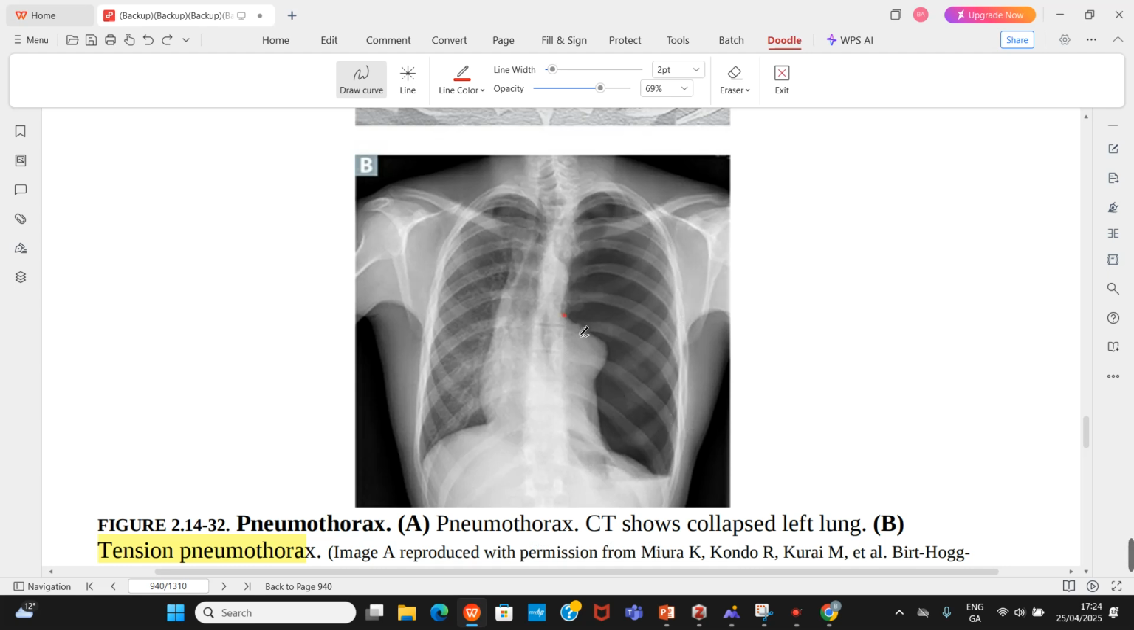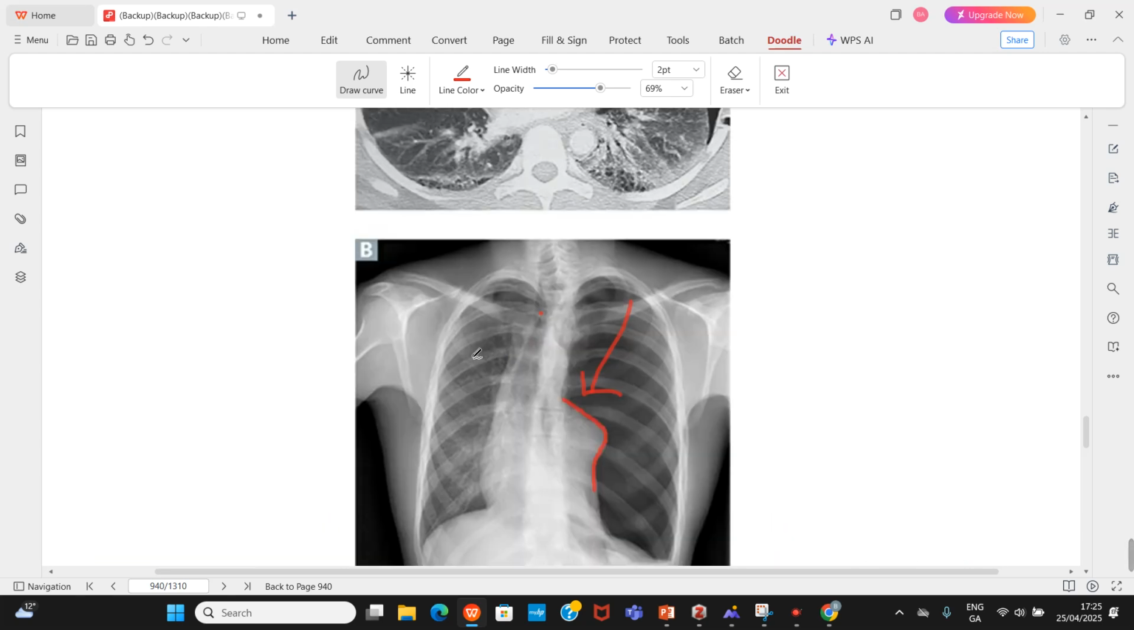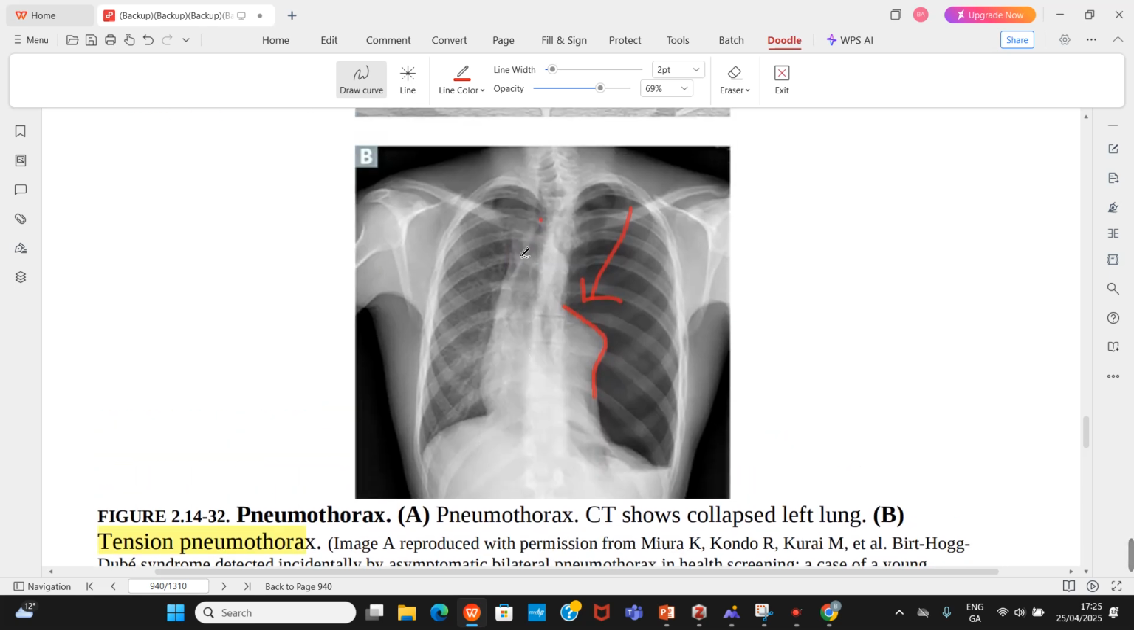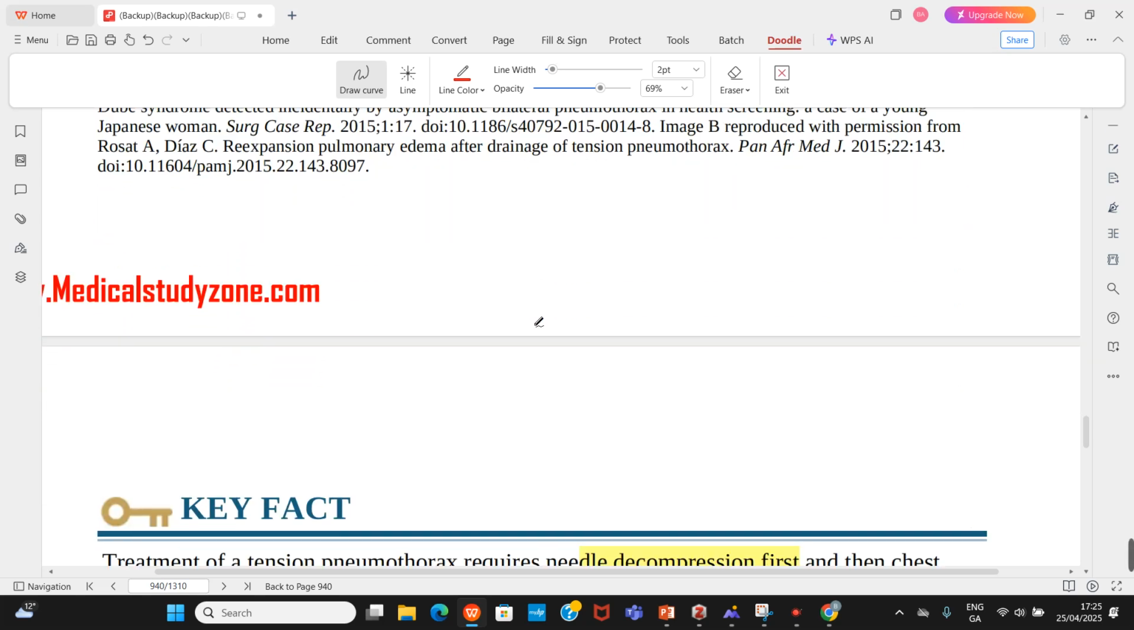If you look at this part, this is a collapsed lung that's compressed. That's the remaining lung that you're having. If you look at this trachea, it's already deviating to the right. So this is likely to be a tension pneumothorax. The best next step is to look at the question: is there any hypotension? Once you see hypotension, immediately you want to needle that patient.